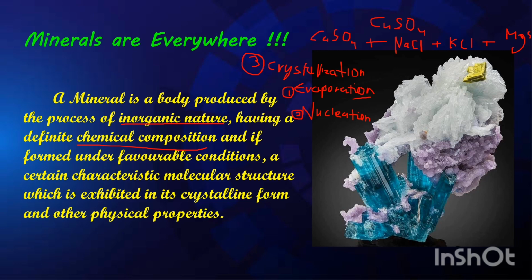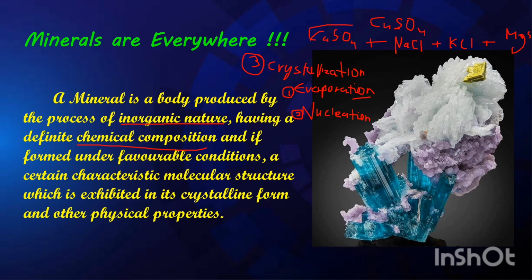They will first evaporate. When it is evaporating, nucleation of molecules will take place. Molecules will gather and nucleation takes place, and after nucleation we'll have final crystallization of minerals. So this is one of the processes that take place for the formation of minerals, and we also have direct crystallization from molten magma, etc. I'll not talk more on this; I'll explain it in later videos. So it is produced by a process of inorganic nature having a definite chemical composition. Each mineral has a definite chemical composition.